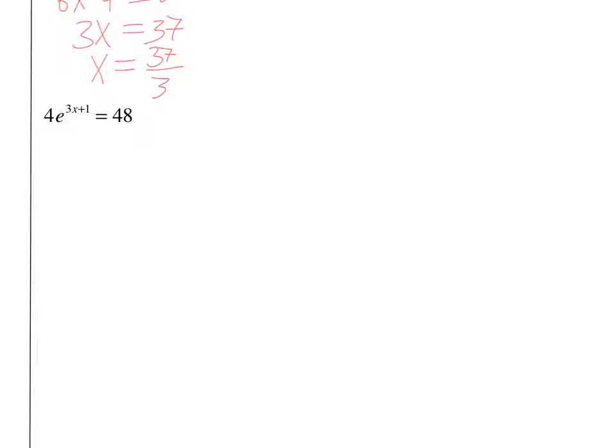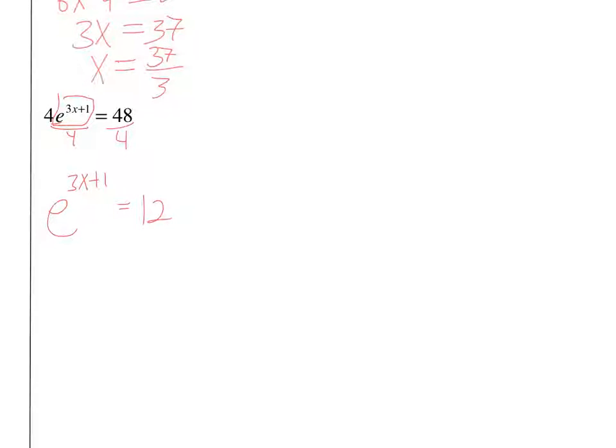For the next one, I don't really know how to convert those into the same base because I've got an e here, and I've got other numbers that are not e. So I'm going to try to get this exponential piece by itself first, which means I'm going to start by dividing by 4. We get e to the 3x plus 1 is equal to 12.